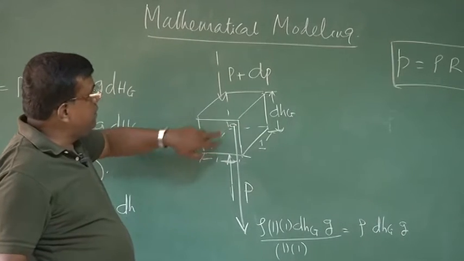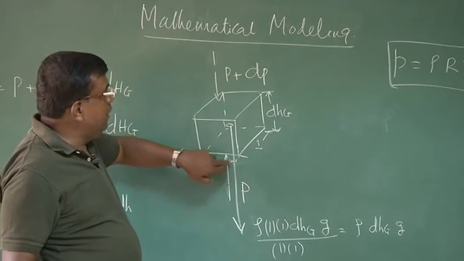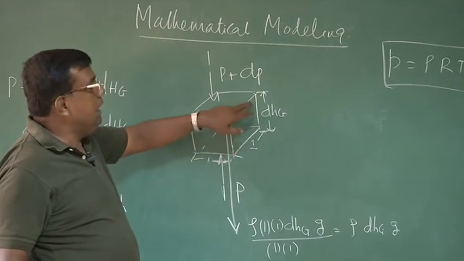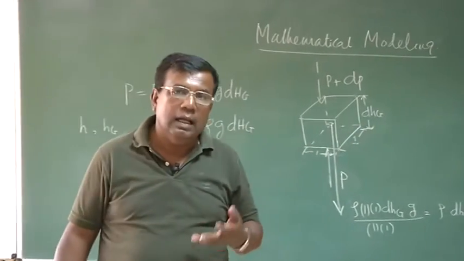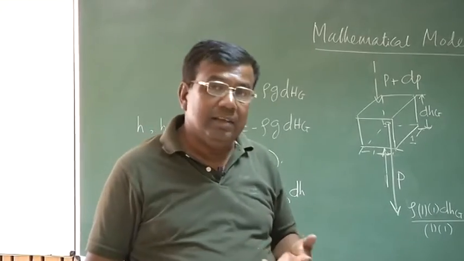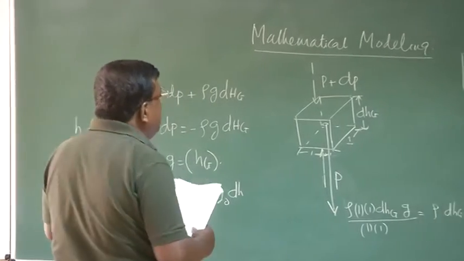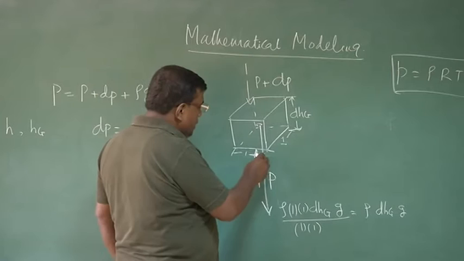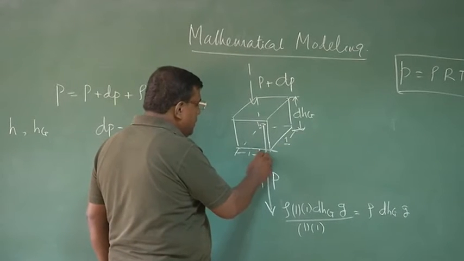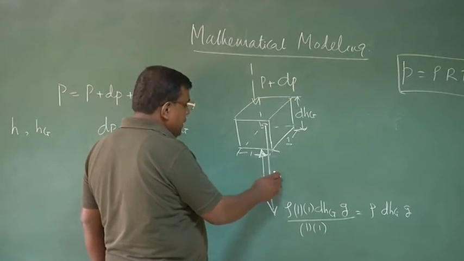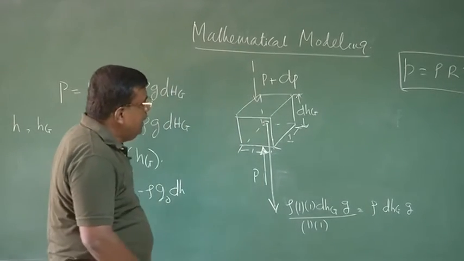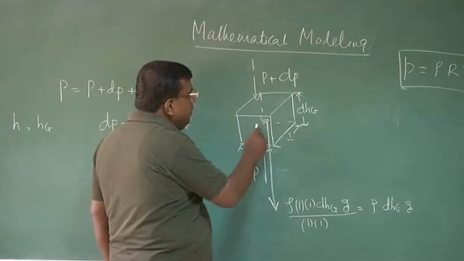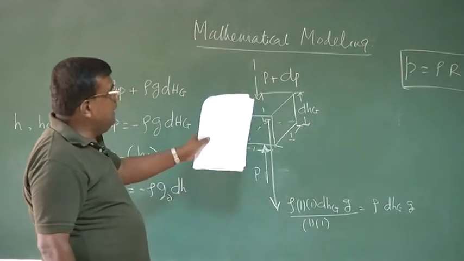and we are assuming that this is an element of air which is cubical in shape with length 1 unit, breadth 1 unit, and height dHg. Why Hg? Because Hg is relevant as far as atmospheric presence is concerned, right? So if I try to do a static balance, we know there will be a pressure acting upward on the bottom surface. Let's say that is P. At the top it will be P plus dP. And also note here the weight of this fluid element.